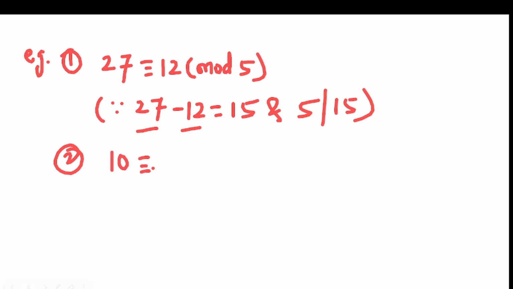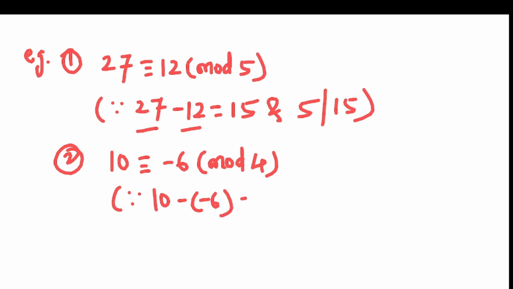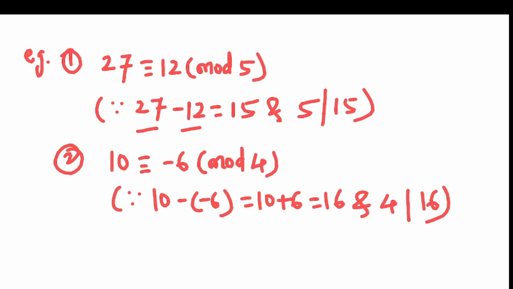10 is congruent to minus 6 modulo 4 because 10 minus minus 6 is 10 plus 6, which is 16, and 4 divides 16. So 4 divides 10 minus minus 6, so 10 is congruent to minus 6 modulo 4. Let's see another example.